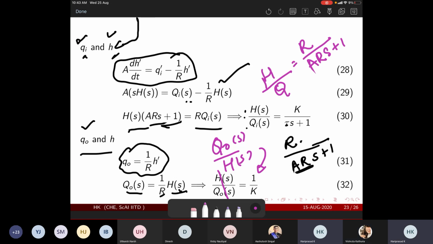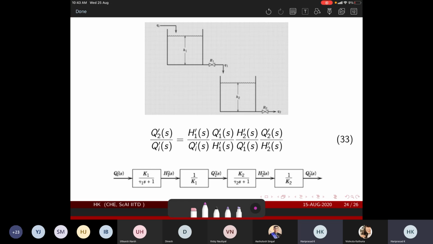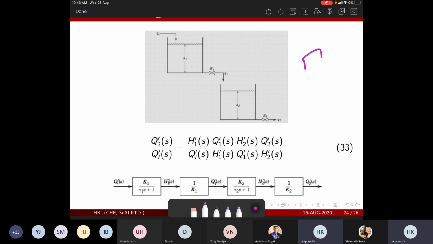So now we will talk about one more thing and we will stop for today. We have seen the multiplicative property of transfer functions. If there are multiple transfer functions that are sequentially connected, the overall transfer function is the product of all of them.